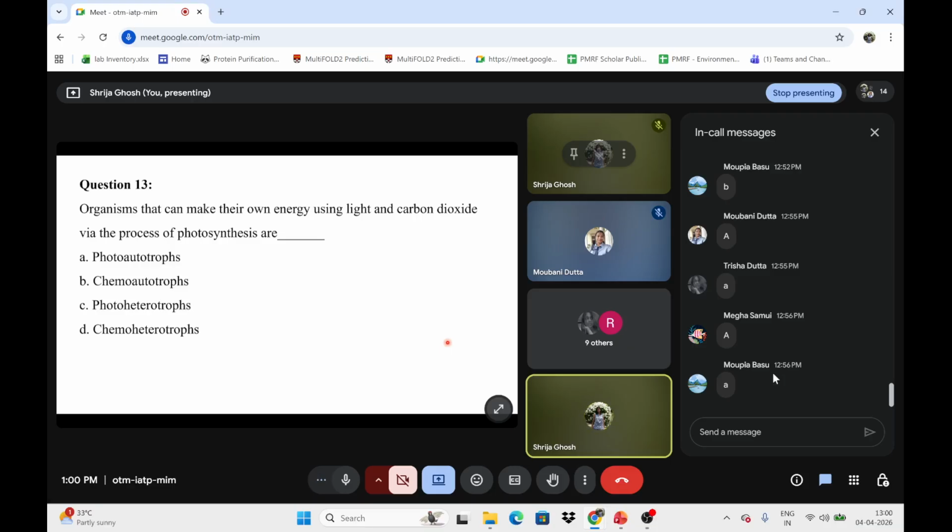Okay, moving on to the next question, question number 13. Organisms that can make their own energy using light and carbon dioxide via the process of photosynthesis are called: option A, photoautotrophs; option B, chemoautotrophs; option C, photoheterotrophs; and option D, chemoheterotrophs. Write your answers in the chat box.